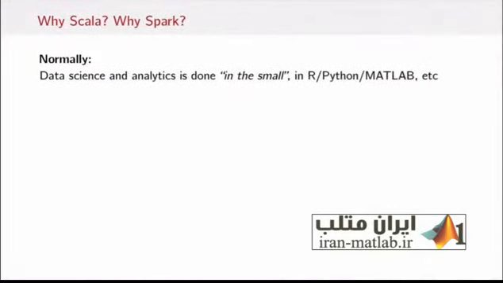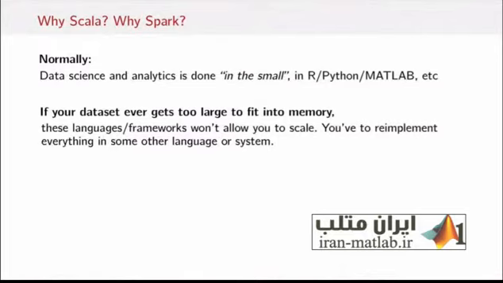The answer is that these languages and frameworks are good for data science in the small, algorithms on datasets that are perhaps just a few hundred megabytes or even a few gigabytes in size. However, once a dataset becomes too large to fit into main memory on one computer, it suddenly becomes much more difficult to use one of these languages or frameworks alone. In short, if your small dataset grows into a much larger dataset, then these languages and frameworks like R, Python, MATLAB, etc., won't allow you to scale.